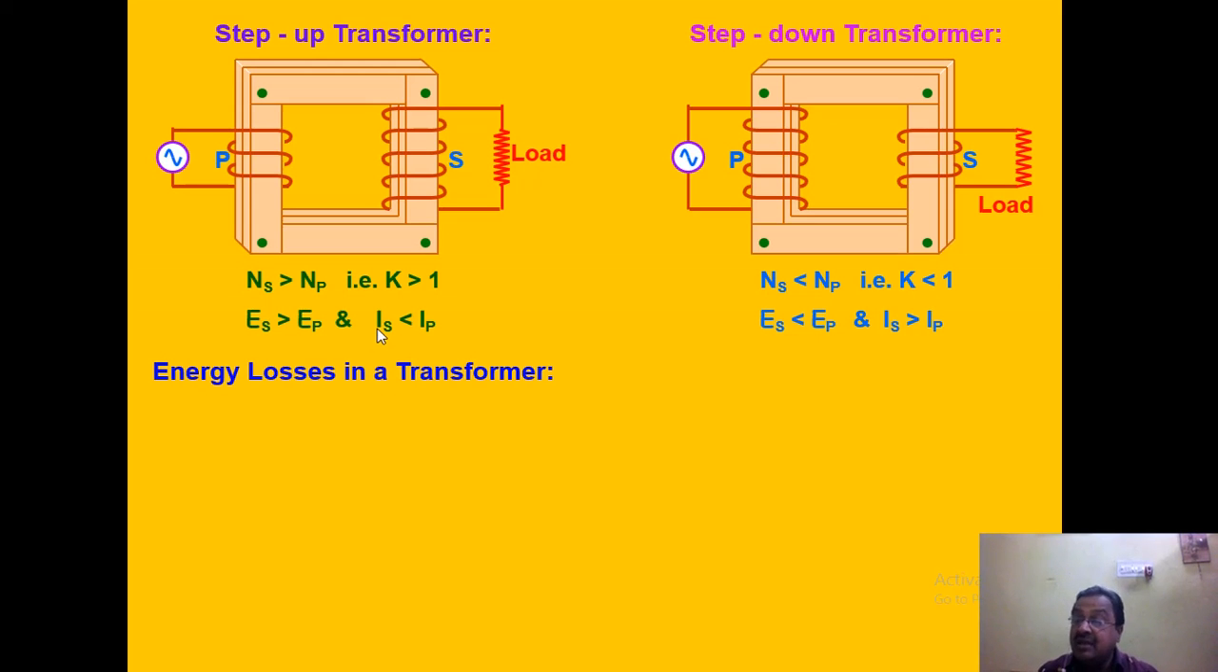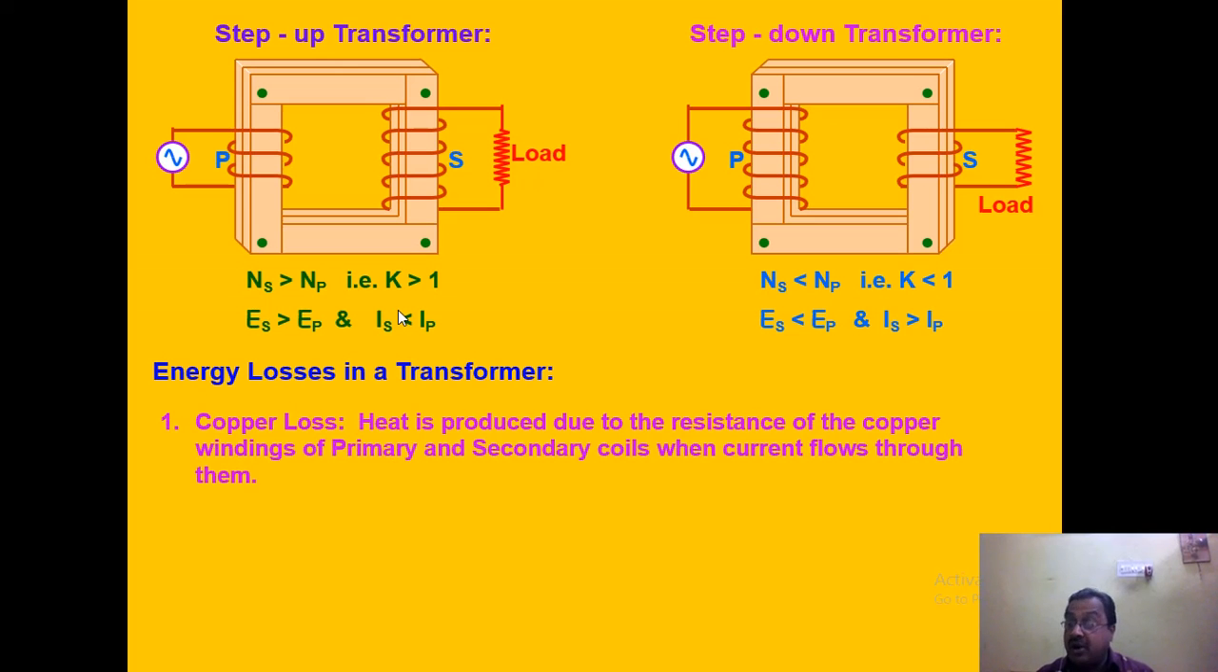So now the energy losses in a transformer during its operation will be called losses of transformer, or losses in transformer, or energy losses in transformer, and various losses of energy occur. These losses are iron loss, copper loss, hysteresis loss, flux leakage, and so on and so forth. So to begin with, what is the copper loss?